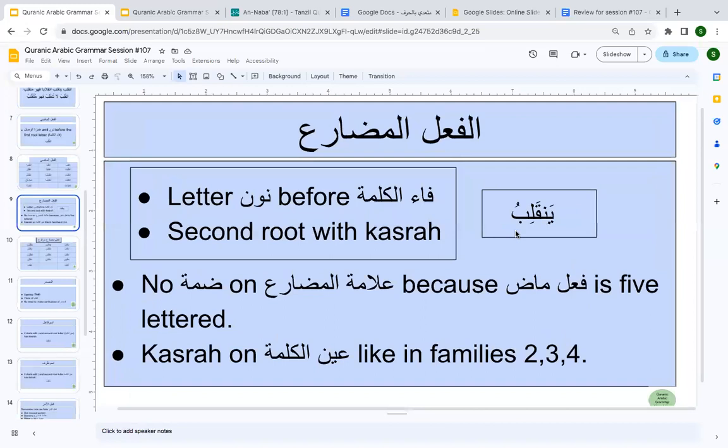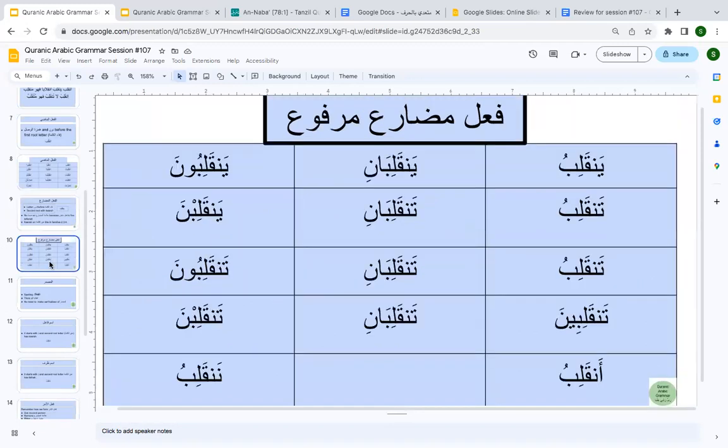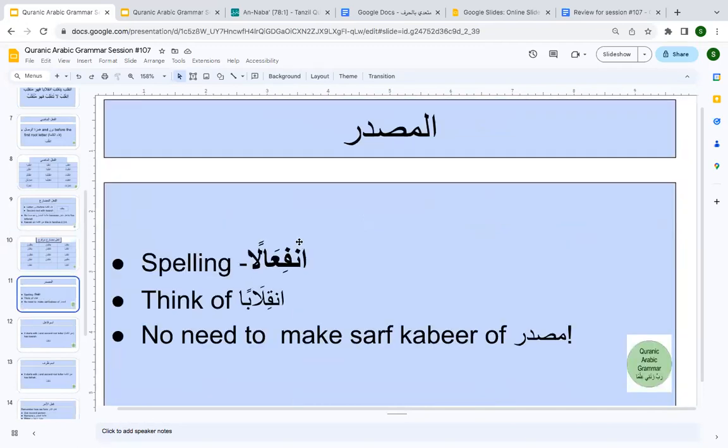Can you all see this? This is not hard, right? Noon before the faul kalima and ainul kalima with kasra is the sign of this family. You are going to make your failul mudare marfu table, but here you are not going to make any majhul forms for madin or mudare. Okay, your masdar is infi'alan. There is an alif in addition to hamzatul wasl and noon in the masdar, just like inqilaban. This word is used in Urdu, so it should be easy to memorize. Is this easy or no? Type one if it is.